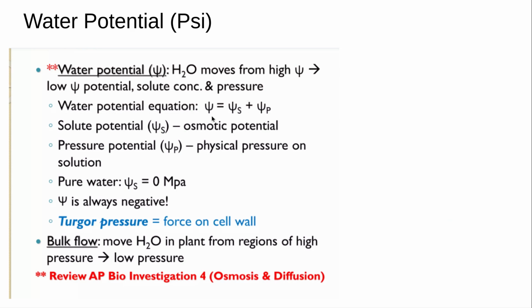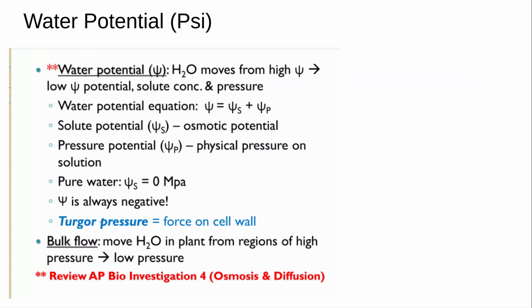So it is represented by the formula psi is equal to psi s plus psi p. Psi s is the solute potential, and psi p is the physical pressure, or the pressure potential that is applied there. In pure water, there is no solute potential. Because there is no solute, the value of psi s is going to be 0. Okay, and here's one more term to remember. In plant cells, the force that is applied by the plasma membrane on the cell wall is called turgor pressure.